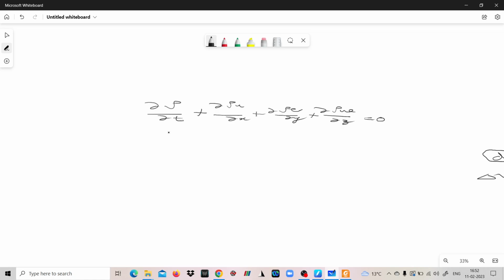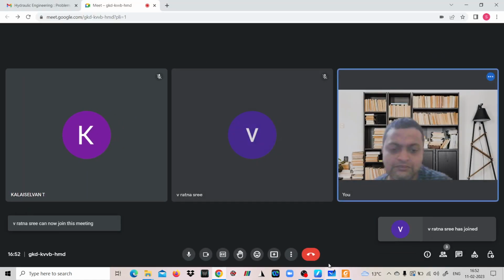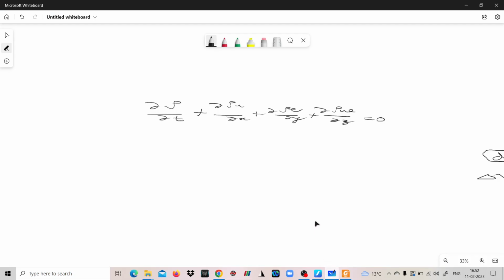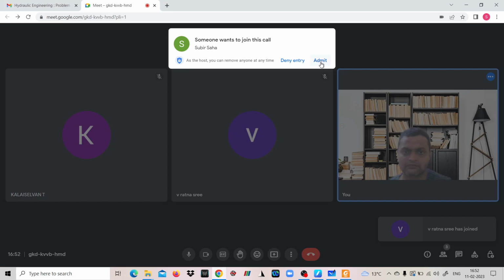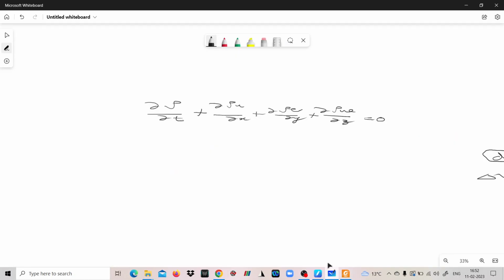Now, this can be written in different ways. So how can this be written? In vector form, you can write this equation as del rho by del t plus del dot rho v is equal to 0.